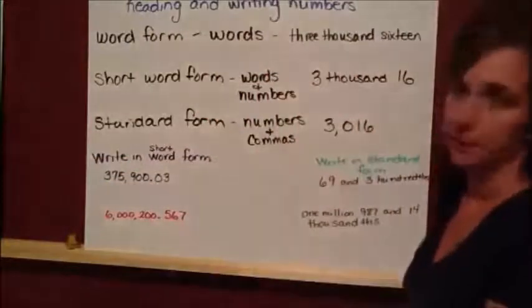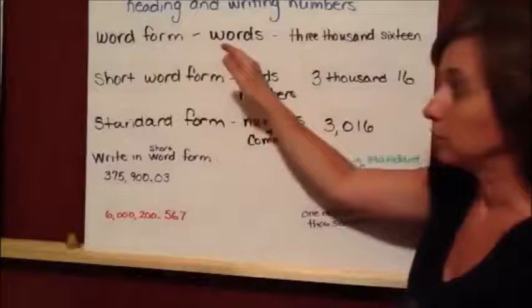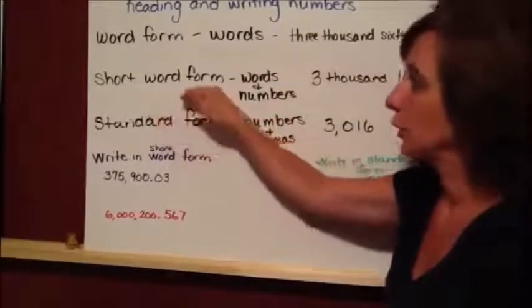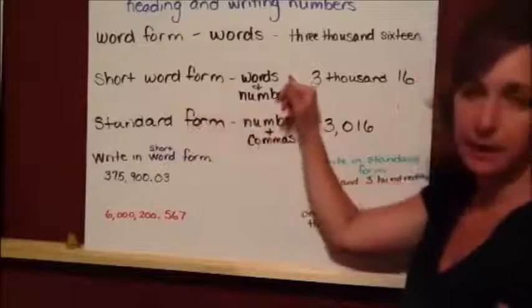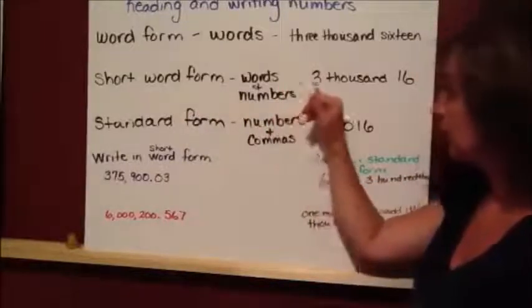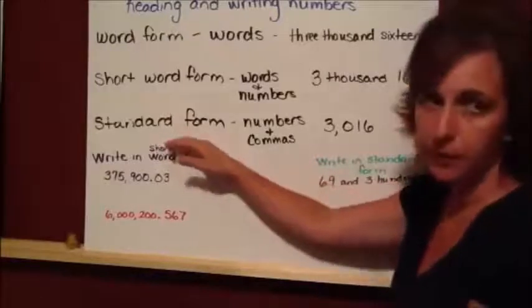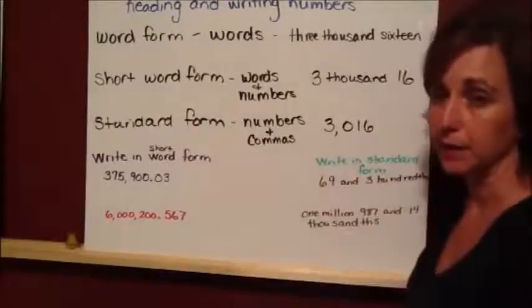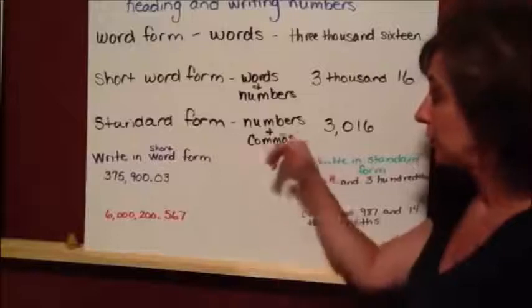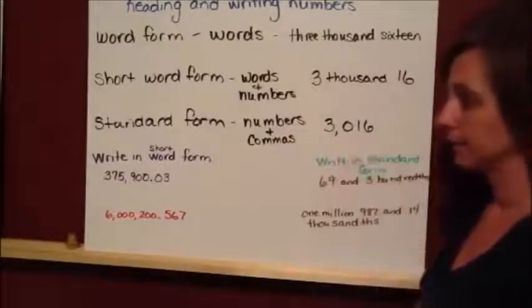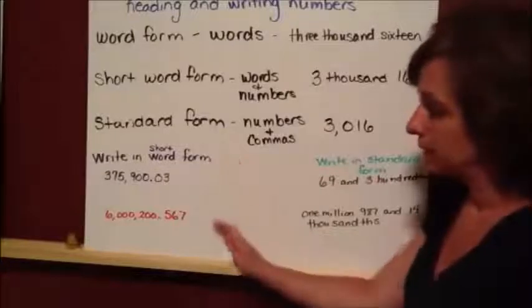Reading and writing numbers. Word form uses words. 3,016. Short word form uses a combination of words and numbers. 3,016. And standard form is the way you typically see numbers written, hence the word standard, using numbers and commas. 3,016. So, some examples here.